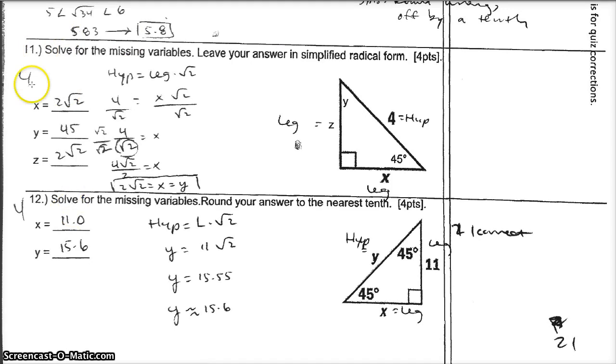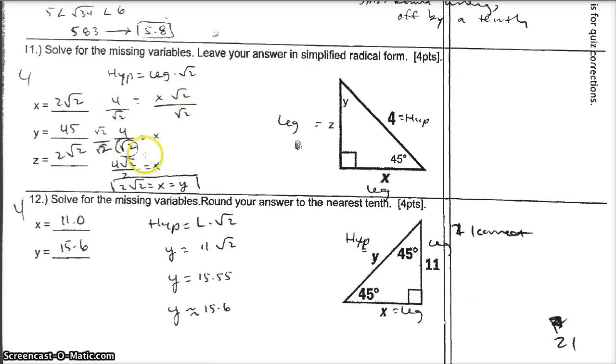Question number 11 and 12, the only difference between the problems is this one says leave in simplified radical form, this one says round to the nearest tenth, and I told you guys to circle number 12 to use your calculators with. So for here I have a 45 and angle y is 45, 90, so y is 45, triangle sum theorem. Here in this problem they gave you the hypotenuse to be 4. So my hypotenuse there is 4. The leg can either be x or z, and you have radical 2. Divide both sides by radical 2.